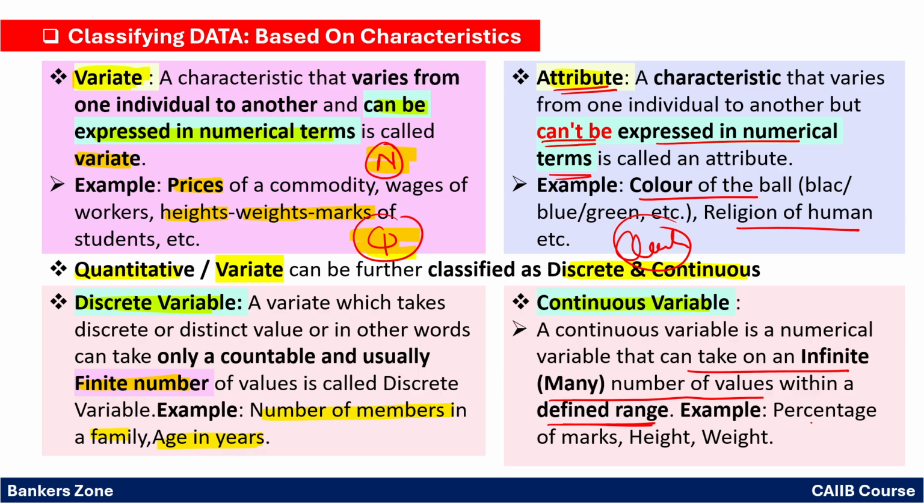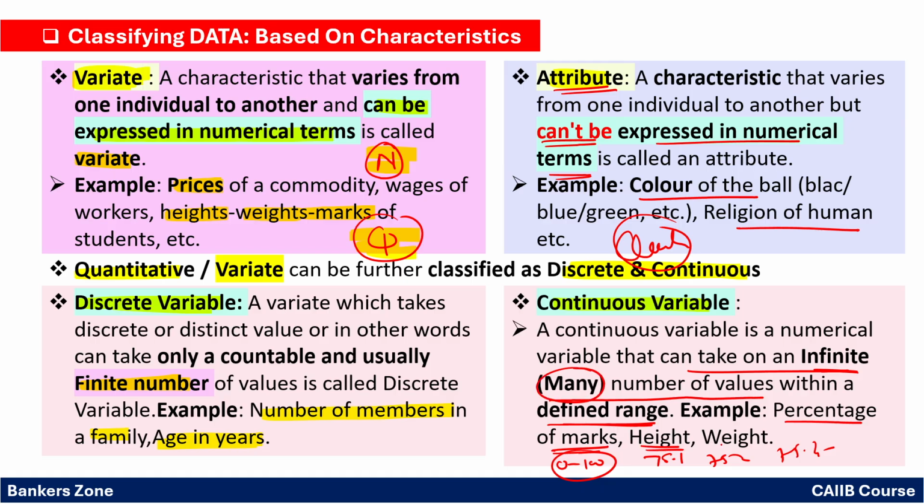For example, what is the percentage of your mass? It can be 75.1, it can be 75.2, it can be 75.53. So it will have a lot of values from 0 to 100, right? It will have many or infinite values. Infinite here represents the many values it will give you, right?